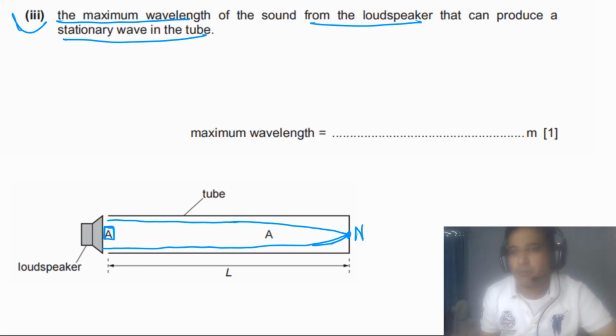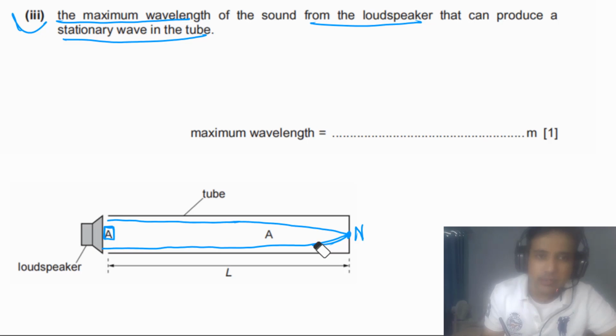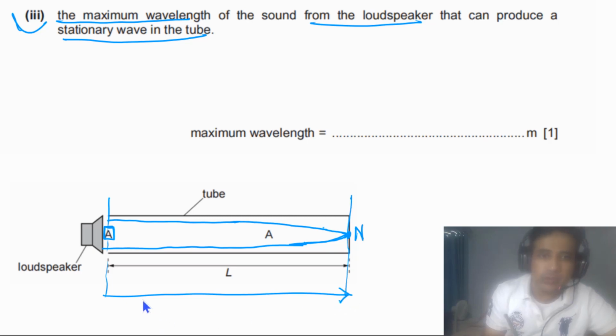It's just a rough sketch, not very good looking, but at least it can give you some idea of how you need to sketch the first harmonic in this tube. So it should look like this. So this is how you need to sketch. So this is the maximum wavelength. So in this case you can see we have only one antinode and only one node. So the distance between these two, the consecutive node and antinode, has to be equal to lambda by 4.